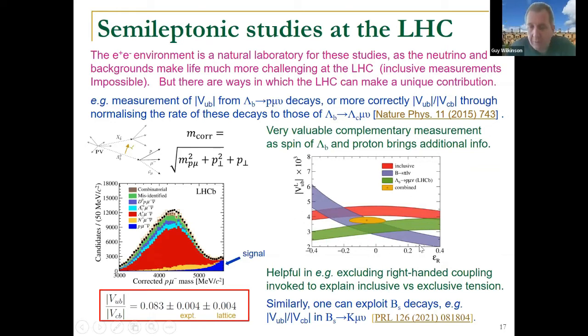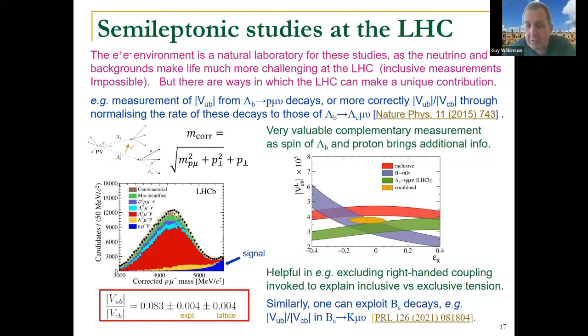And because the baryon carries spin, this actually brings extra information to the table. For a long time, the inclusive and exclusive measurements of VUB, shown here in red and purple respectively, were discrepant, so people tried to explain them in terms of right-handed currents, which are parameterized on this plot by this epsilon r parameter. In the standard model, this epsilon r would be 0. Because the lambda b carries spin, it brings additional information in this plot, and you see it seems to favor the exclusive measurement. It's lining up with the purple.